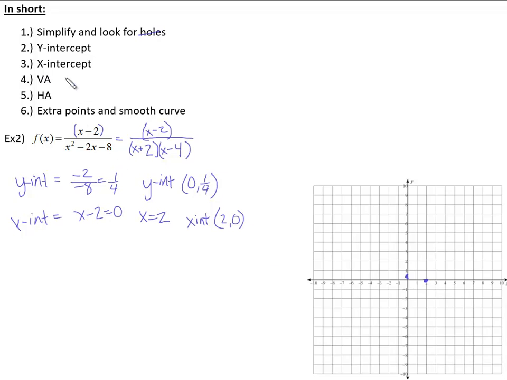Okay, next I need to identify any vertical asymptotes. Those are the values that make my denominator 0. So the two values that will make my denominator 0 are negative 2 and positive 4. We're just using the zero product property. My vertical asymptotes are at x equals negative 2 and positive 4. So we have two different equations of two lines here: x equals negative 2 and x equals positive 4.